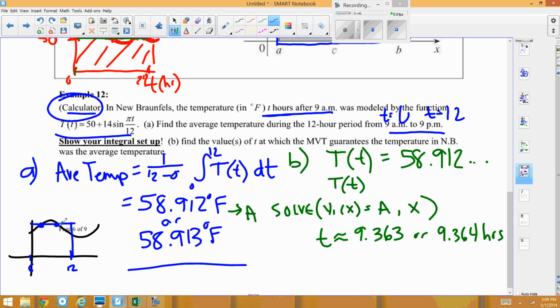And there are 2 times when the temperature reached that. And those are the, oh, I only wrote 1. Huh. Okay, well there are 2 times. One is about 9 point something, and the other one is about 2.636 hours. Okay, and that would be right about there.